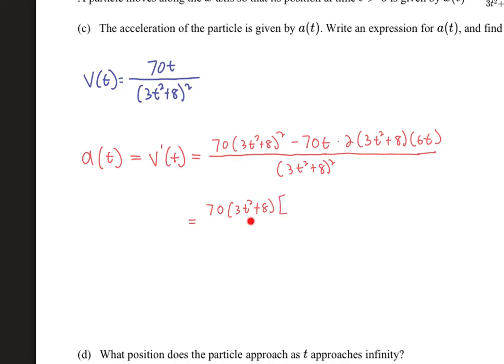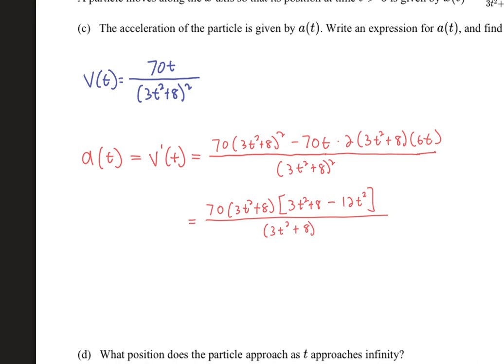Okay, and then when we factor this out of this, what are we missing? We're missing one of these 3t squared plus 8's. And then from the other one, you're pulling out the 70 times 3t squared plus 8. So we've got the 70 here and the 3t squared plus 8's here. So the only thing we're missing is a 2, a 6, and a t, which is 12t squared. Okay, and this is going to be over the bottom to the 4th power, because it's squared squared.